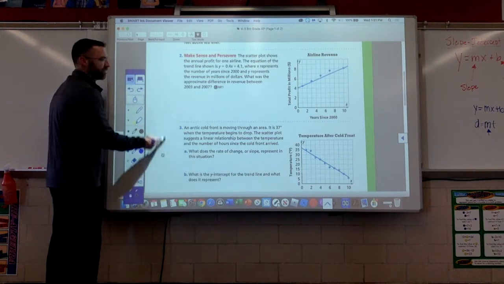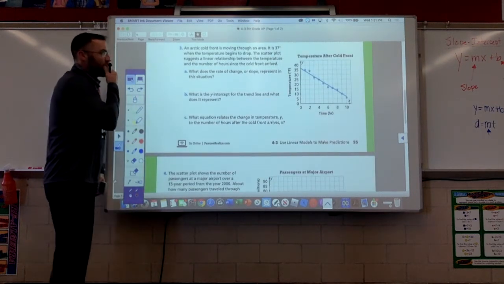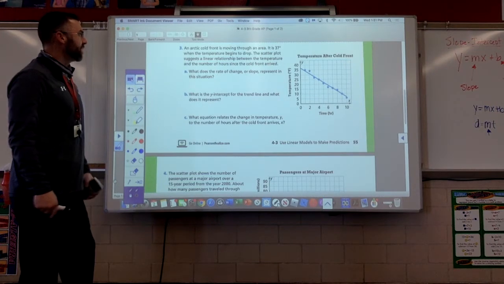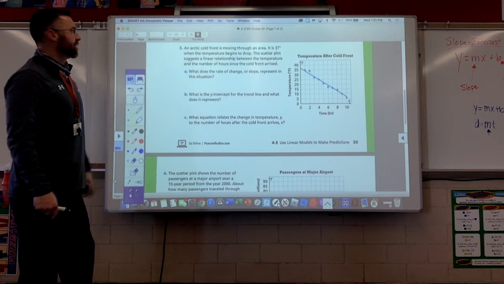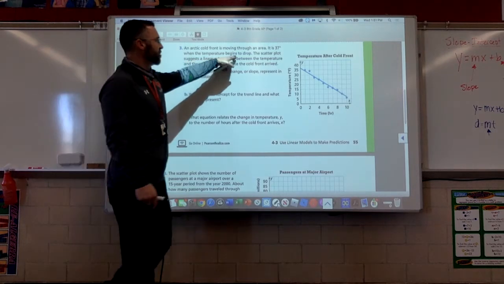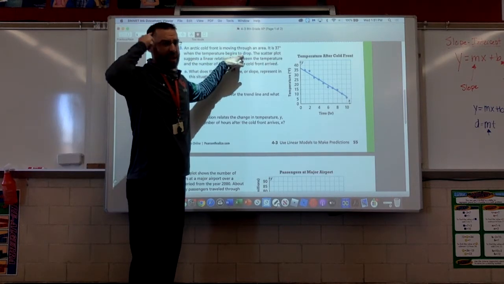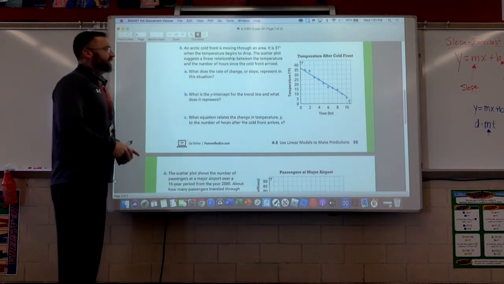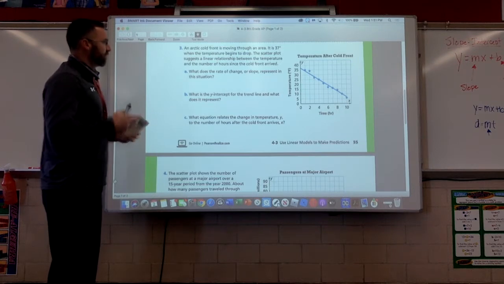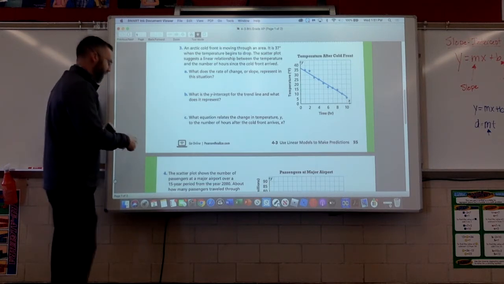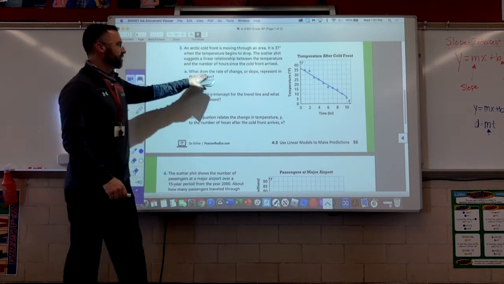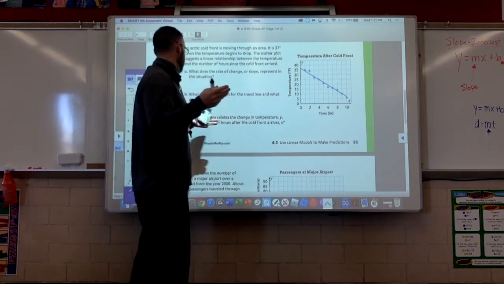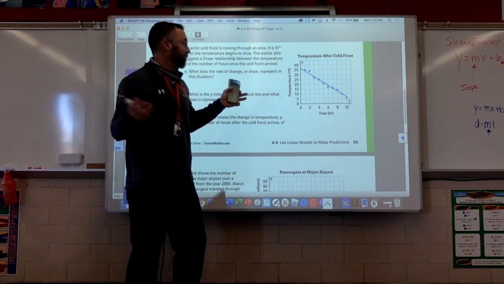Let's move on down. Number 3. This is fun. An Arctic cold front is moving through the area. Brr, that's cold. It is 37 degrees when the temperature begins to drop. Sounds like a y-intercept. Sounds like an initial value. The scatter plot suggests a linear relationship between the temperature and the number of hours since the cold front arrived. What does the rate of change or slope represent? Well, it doesn't ask what the slope is right now. It just says, what does it represent?